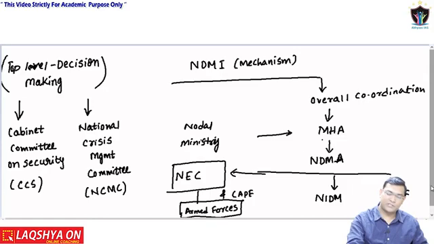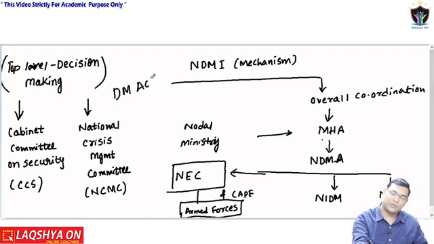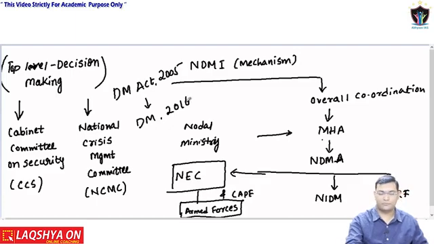This is a structure of your National Disaster Management. Who will take the toughest decision? This one. So what are the act which is there? Disaster Management Act 2005. And also we have made some disaster management rules in 2016 also. Some guidelines were proposed. So this is about your Disaster Management Authority.